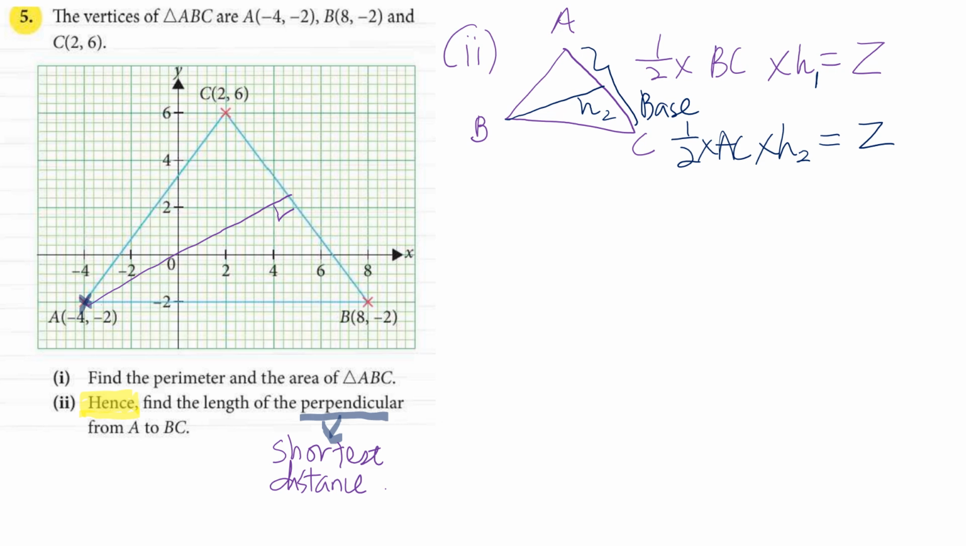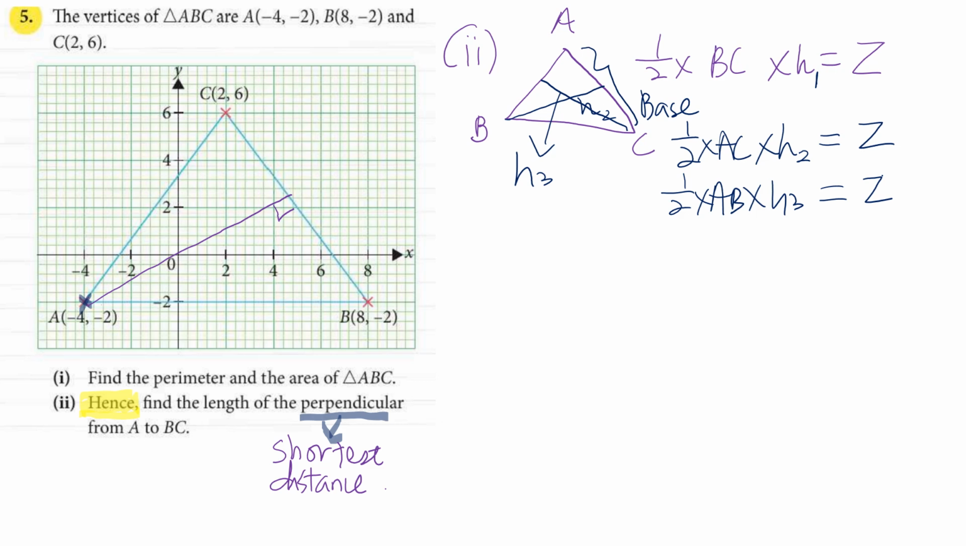Okay, never mind. So depending on what base you use, supposing you want to use base AB, then that will be half times AB times H3, right? So the area will still be the same, Z unit square. Okay, so we're going to use this concept to solve part 2.